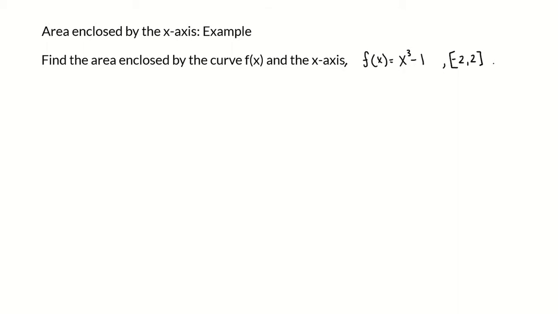This is an example for area enclosed by the x-axis and a curve. So we want to find the area enclosed by the curve f of x and the x-axis when f of x is equal to x to the third minus 1. We're going to look at that area from -2 to +2. So when we're thinking about the area enclosed by a curve and the x-axis, this is different from just a regular integral. This is the gross area.